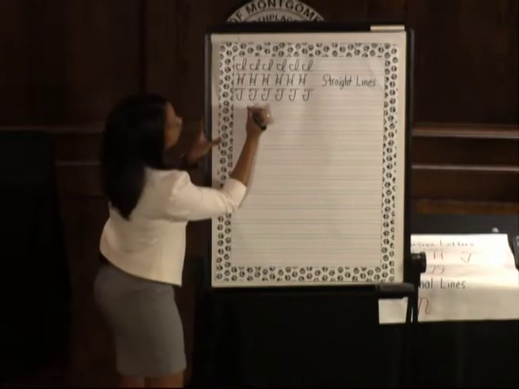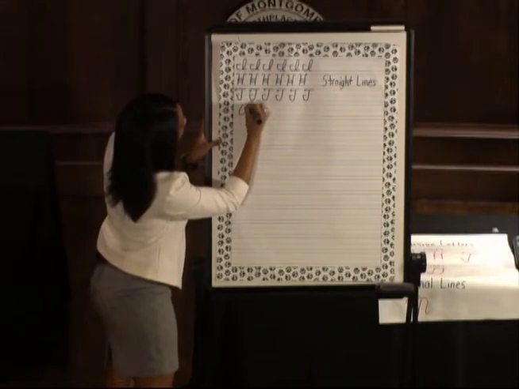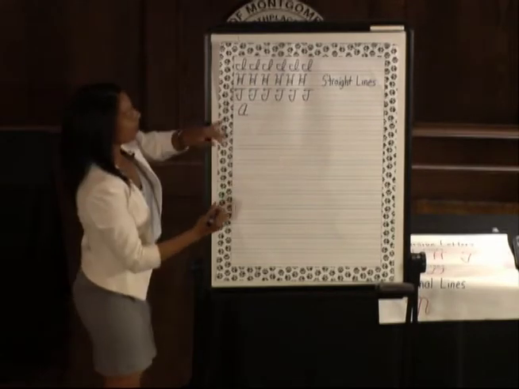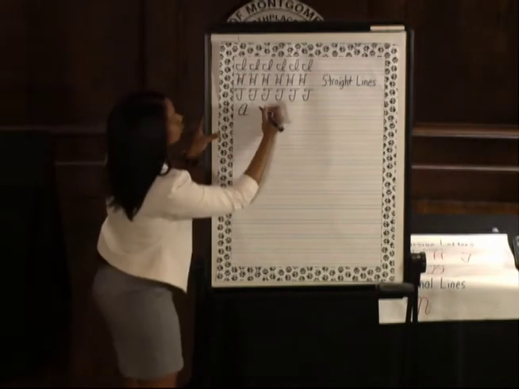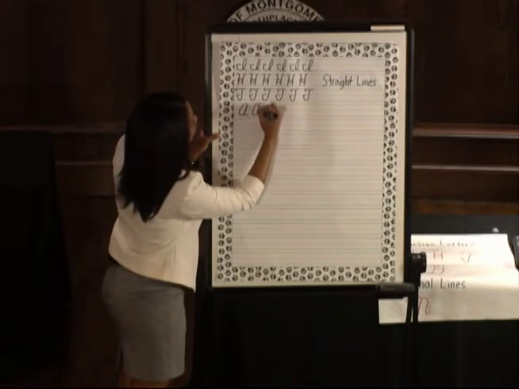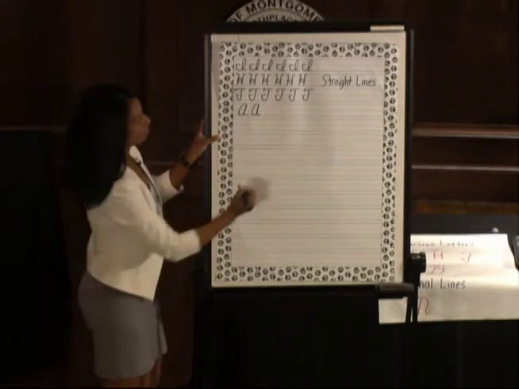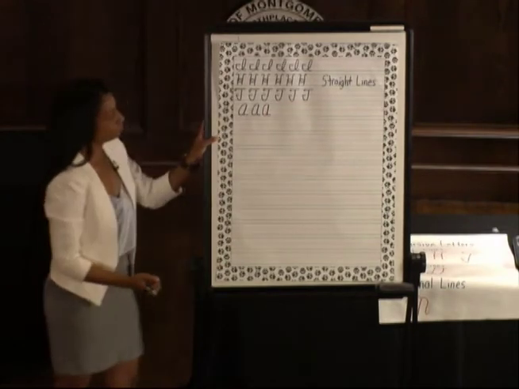You're going to start here at the top, come down, loop. And look at how the A is kind of slanted. So make sure that the A is kind of slanted. So you're going to start at the top, curve, hook. Again, top, curve, hook.